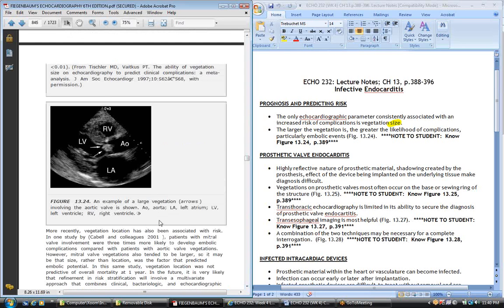It's an example of a large vegetation involving the aortic valve. This is the aortic valve with this large vegetation in the middle. You need to be aware of this picture because you may see it again on your registry. That little piece in the middle of where your normal aortic valve would be is a large vegetation.